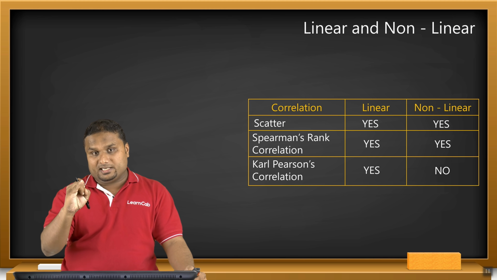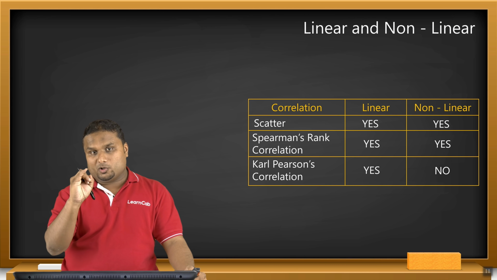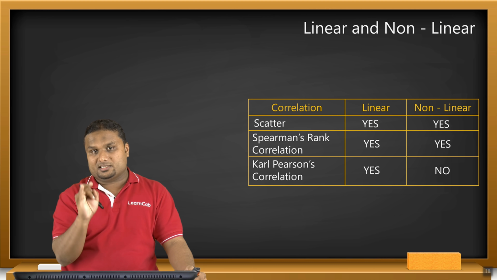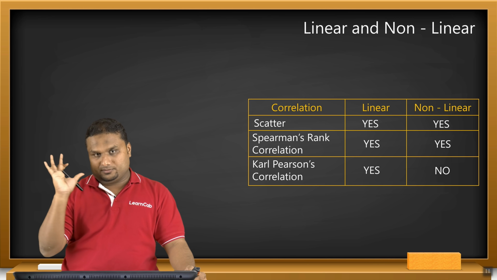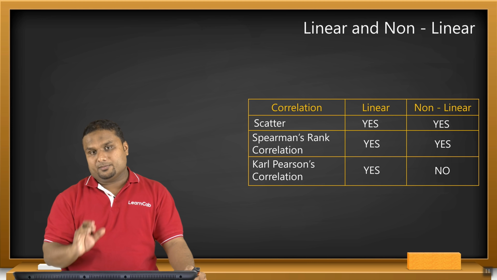Scatter is starting with the letter S. Spearman is also starting with the letter S. Both correlations starting with S are yes to both. That means yes to linear, yes to non-linear. So you can remember like that.